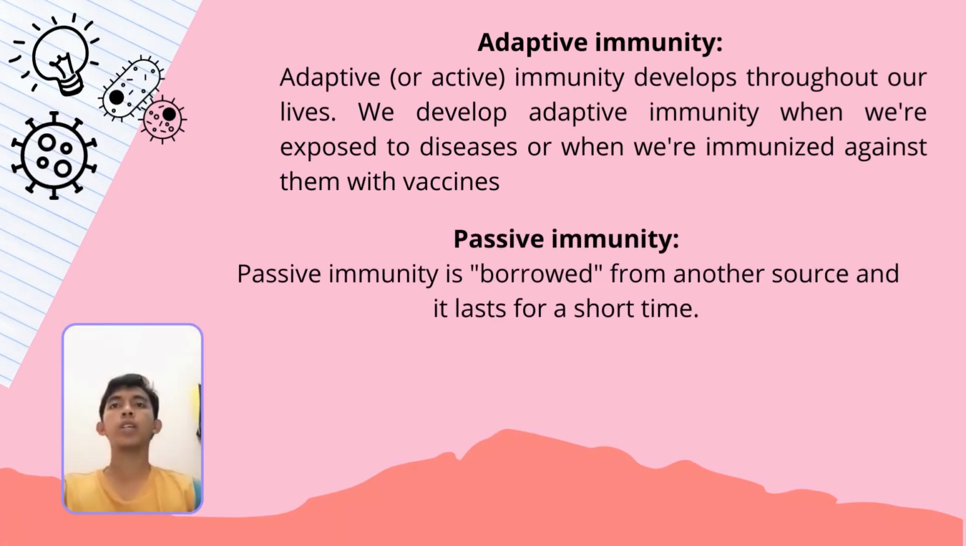Active immunity results when exposure to a disease organism triggers the immune system to produce antibodies to that disease. Active immunity can be acquired through natural immunity or vaccine-induced immunity. Natural immunity is acquired from exposure to the disease organism through infection with the actual disease. Vaccine-induced immunity is acquired through the introduction of a killed or weakened form of the disease organism through vaccination.